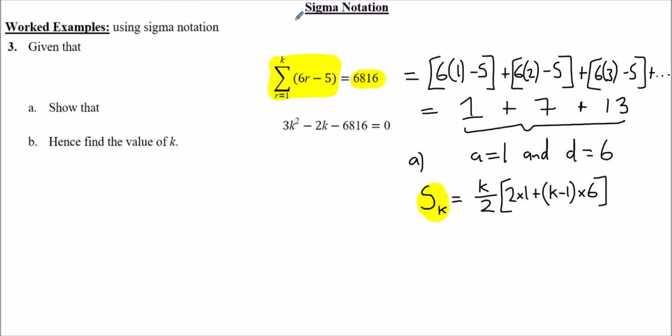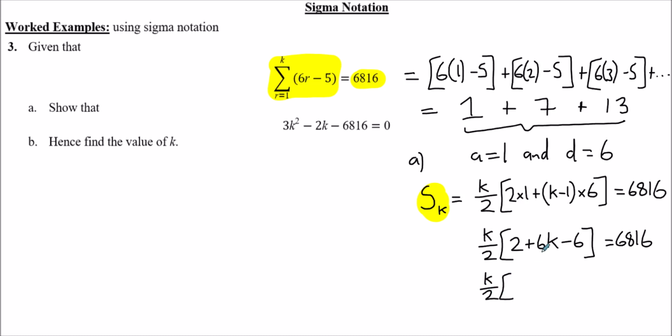So 6816. So I'm going to keep the over 2 on this side. I'm not going to multiply by 2 yet. So k over 2. 2 times 1 is 2. k times 6 is 6k. Minus 1 times 6 is minus 6. Again, leaving things as they are, so k over 2, I've got 6k. 2 minus 6 is minus 4. That equals 6,816.